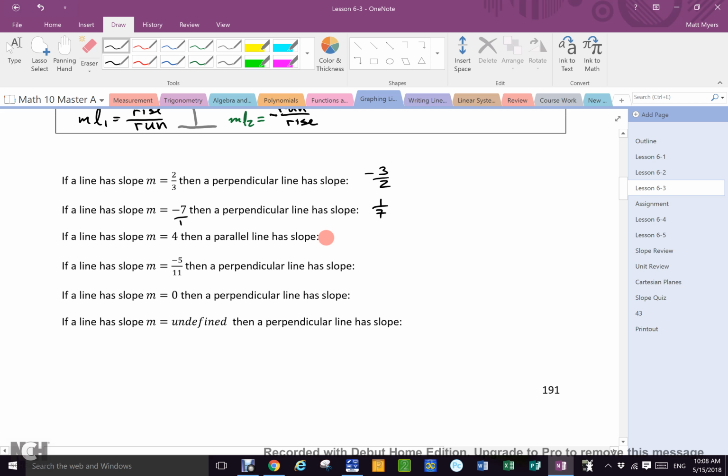Who's going to do 3? Yep. What about this one? 11 over 5. What about this one? No. Undefined. Nice one, Avery. And what about undefined? 0. All right. Does everybody get it? No matter what, as long as you know the slope, you automatically know every parallel line and every perpendicular line. Is everybody good? All right. Turn the page over.